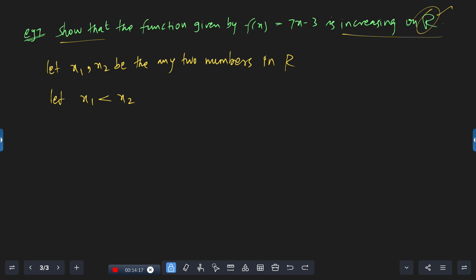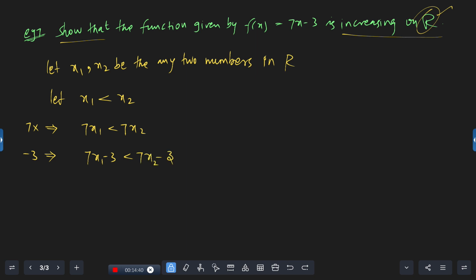Now you have to bring the question, 7x minus 3. So multiply 7 on both sides, so that 7x1 less than 7x2 you will be getting. Now subtract 3 on both sides. So 7x1 minus 3 less than 7x2 minus 3.